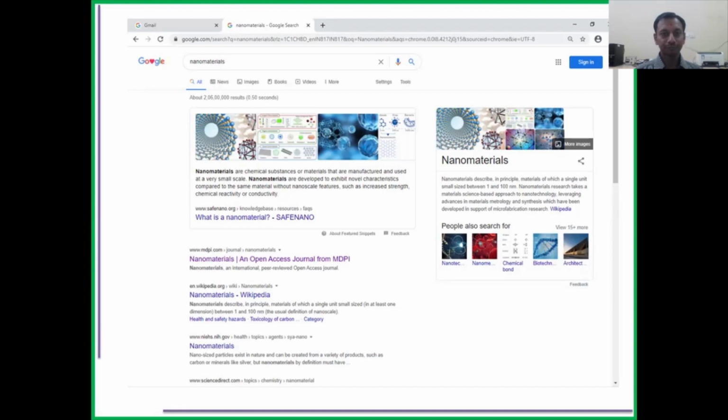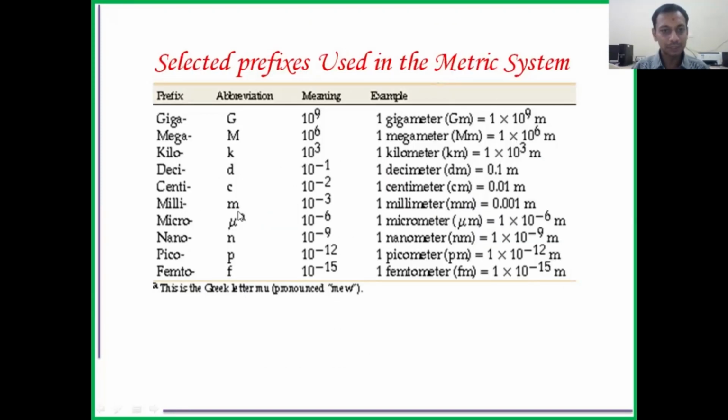Everyone knows about millimeter, micrometer, 10 raised to minus 6. But now people are talking about nanomaterial. This has a nano size, and that is 10 raised to minus 9. If you talk about 1 nanometer, it means 10 raised to minus 9 meter.